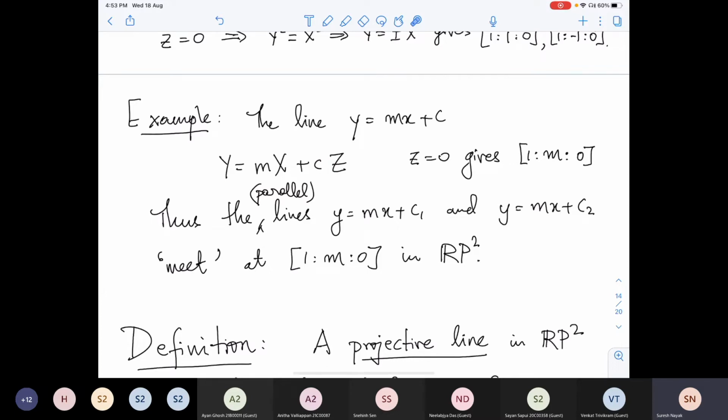Again, they both cannot be 0, so neither of them can be 0. So you put x equal to 1, and that will be enough. And that will tell you y equal to m. So you get 1:m:0. But what does that tell you?